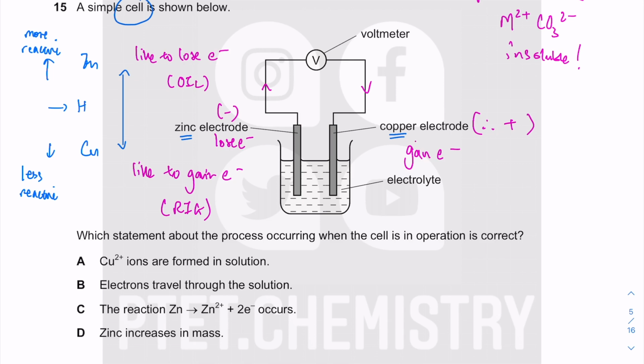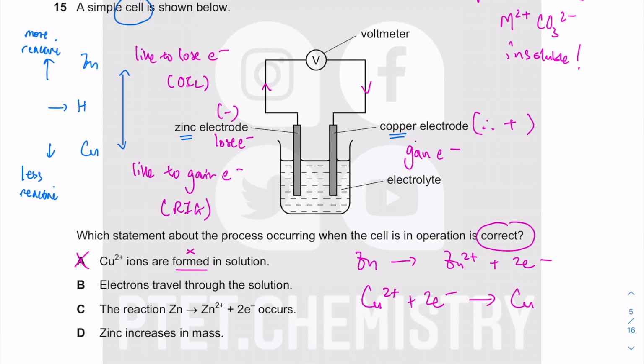Okay, let's go through the options. Which statement about the process occurring when the cell is in operation is correct? So you're looking for whatever is correct. So zinc goes to Zn2+ plus 2 electrons. The Cu2+ plus 2 electrons goes to copper. So having looked through the options, this is what happened at this positive electrode. The Cu2+ gains electrons to give you copper. So Cu2+ ions are not formed in solution. Instead, you use the Cu2+ to form copper. So that is wrong. Cu2+ are reacted in the reaction.